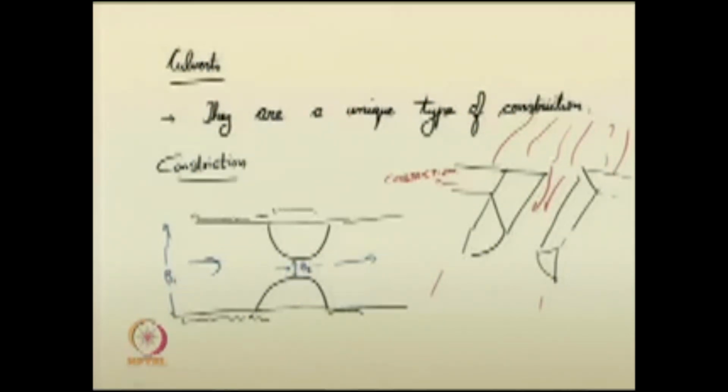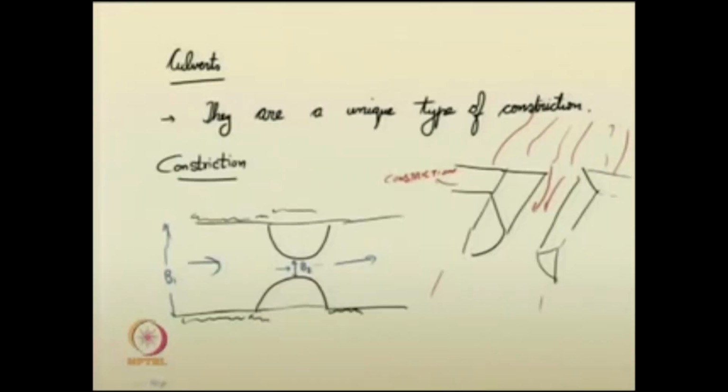We have already seen in the last class flow through a constricted way, means sudden constriction in the width of the channel. So, those things we have studied. Culverts are also a particular type of constriction, where the entire system is being closed, means the culvert is a closed constriction. We can say a culvert is a closed constriction.